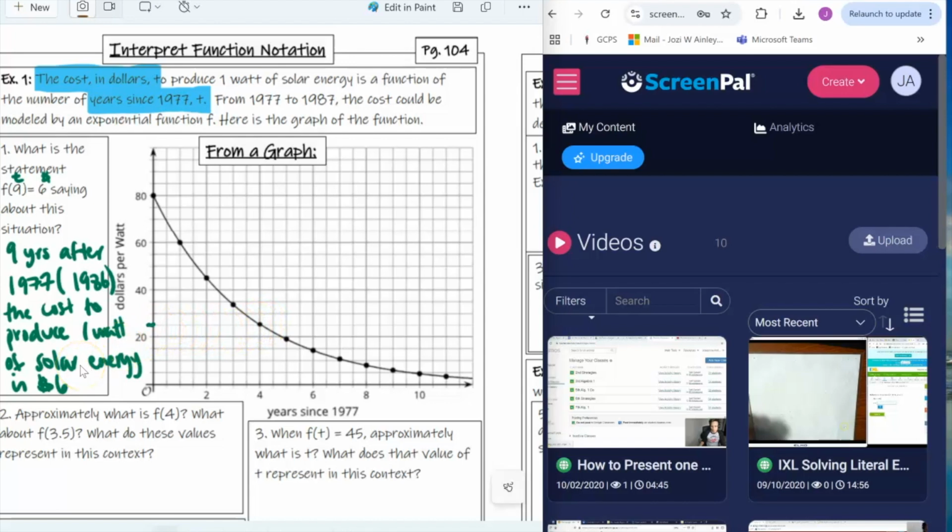So let's see if we can break this down. This is going 0, 20, 40, 60, 80. So what is half of 20? 10. Half of 10, 5. So each box is going 5, 10, 15, 20, 25, 30, 35, 40, and so forth. So each box is 5. So what is 4? It's 1 box over, so that's going to be 25.